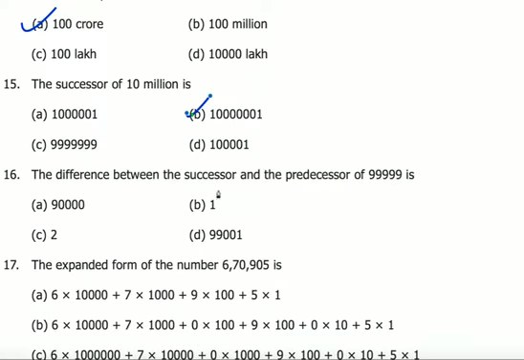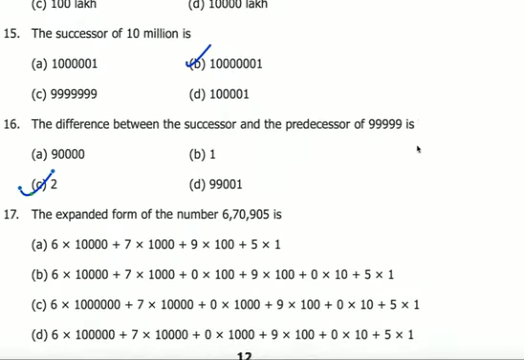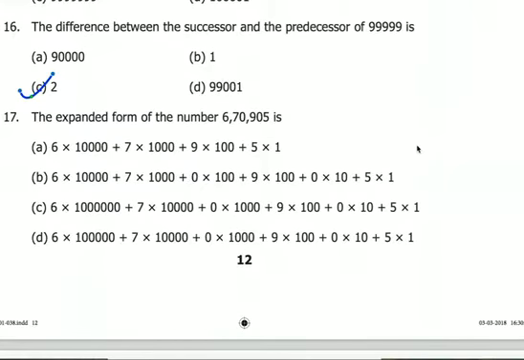The difference between the successor and the predecessor of... 2. Because successor is plus 1, predecessor is minus 1. Right, difference between them is 1 minus of minus 1. That is 1 plus 1 equal to 2.